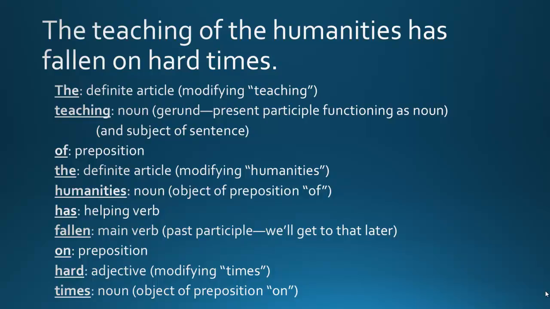Okay? We have our verb has fallen. What has fallen on hard times? The teaching, specifically the teaching of humanities. So teaching is our subject. Okay. Of is a preposition. Of what? The humanities. The is another definite article. It's modifying humanities. Humanities is a noun, and it's serving as the object of the preposition of. Has is our helping verb, paired with fallen, which is our main verb. This is a past participle. We'll get to that a little bit later.